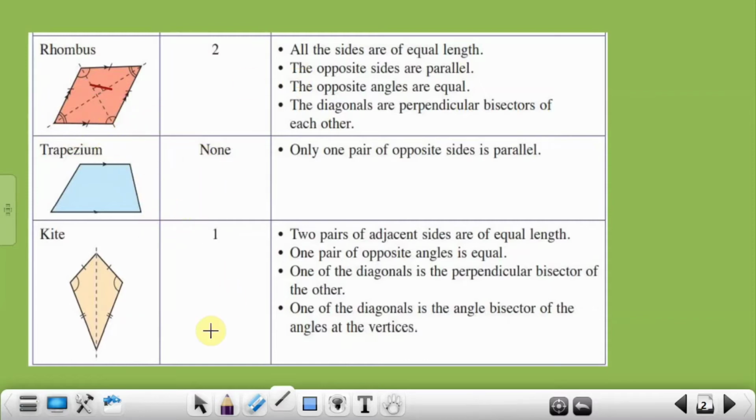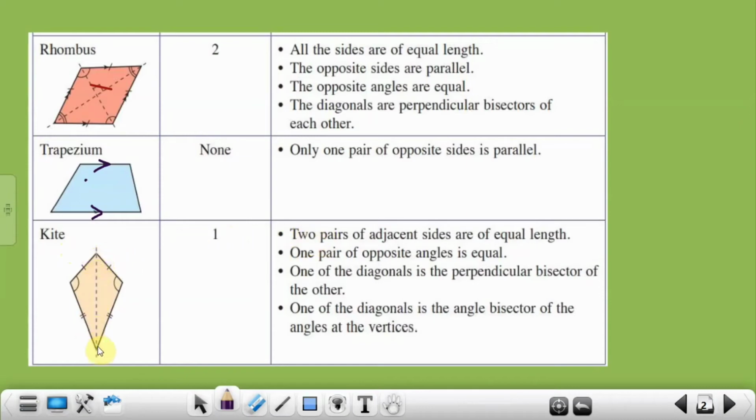Alright, so next is trapezium. Okay, a trapezium has no axis of symmetry, only one pair of opposite sides is parallel. Okay, this side will be parallel to this side. That's it. Okay, yang ni is not parallel. Okay, and the last type of quadrilateral is kite.